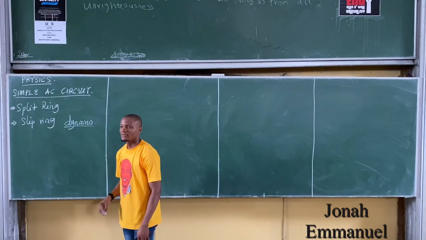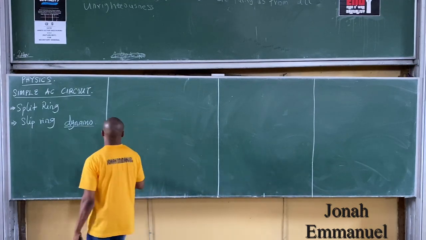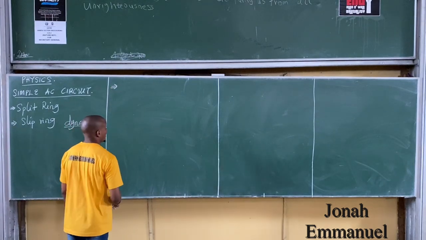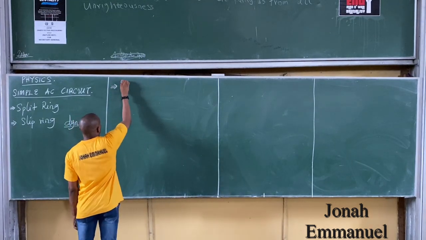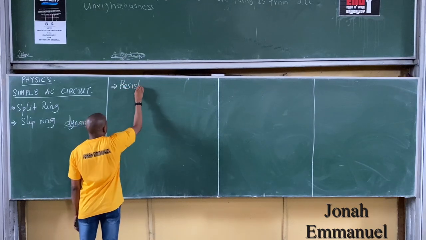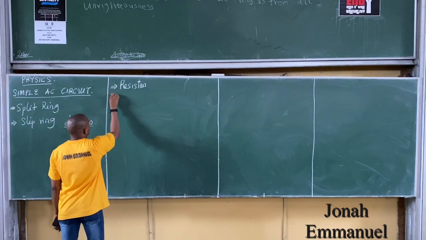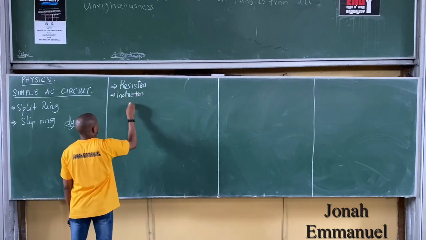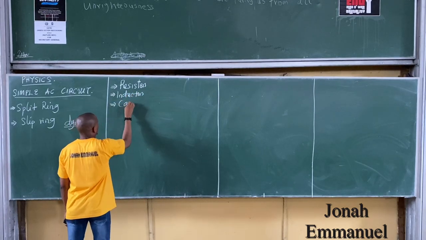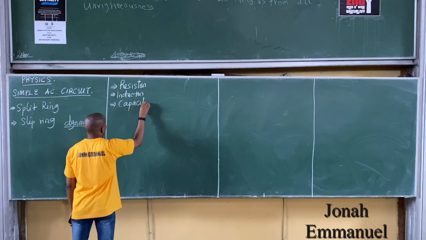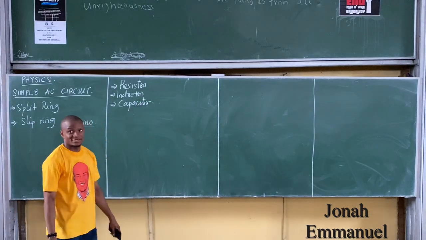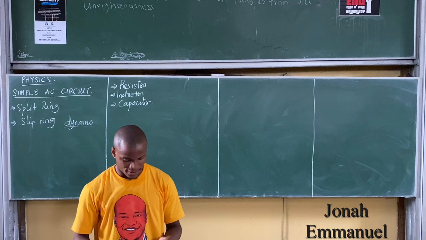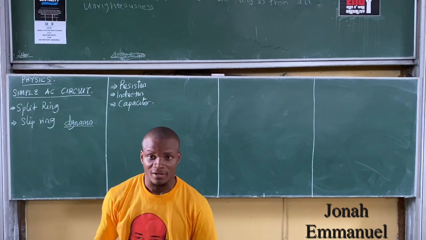An AC circuit has three major components. It has the resistor, it has the inductor, and it has the capacitor.